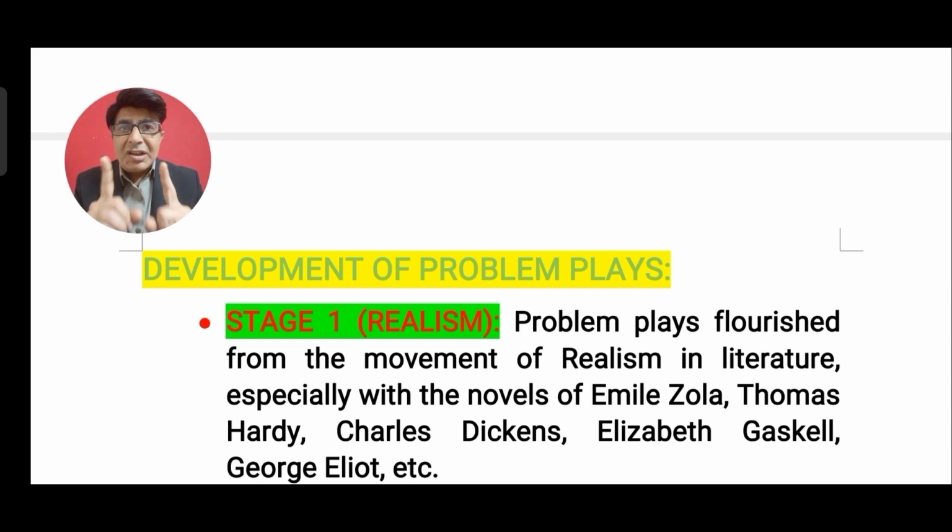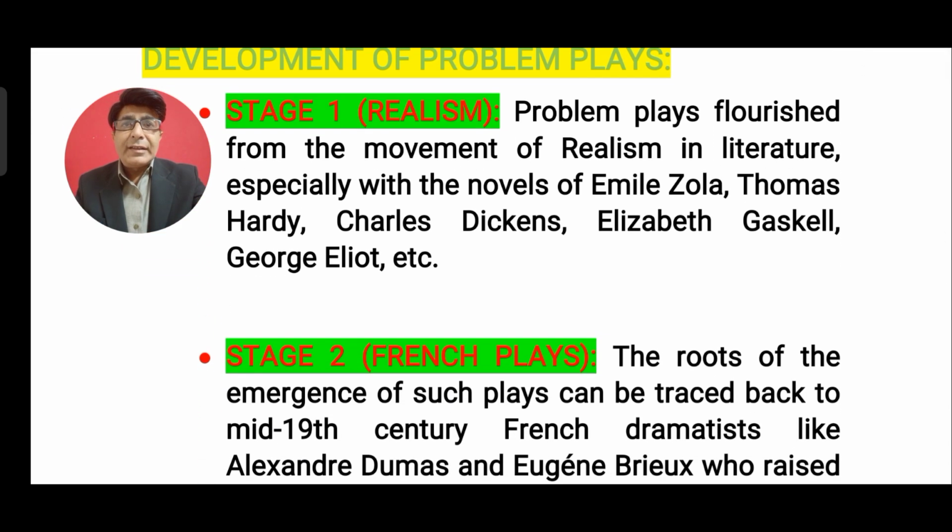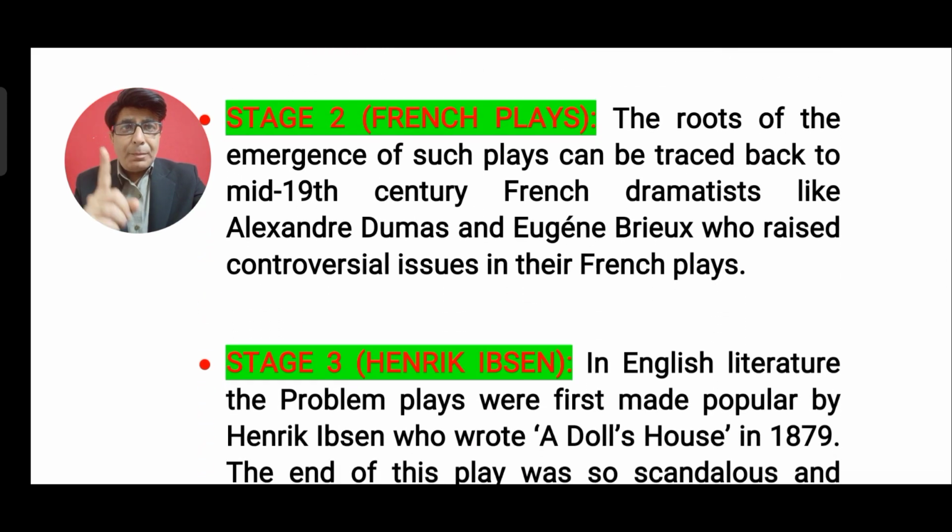Stage number 1 is that of realism. I told you earlier in the beginning of this video that problem play is an offshoot of realism. There were some Victorian novelists like Charles Dickens, Thomas Hardy, Emile Zola, George Eliot. They were writing realistic novels, and from these novelists, there were some dramatists who took inspiration and started writing problem plays. That was stage number 1.